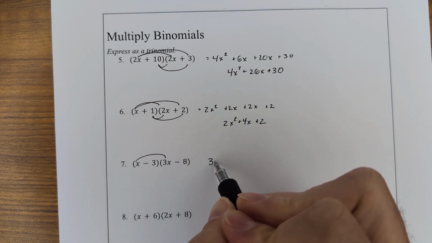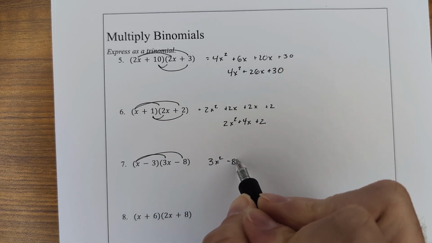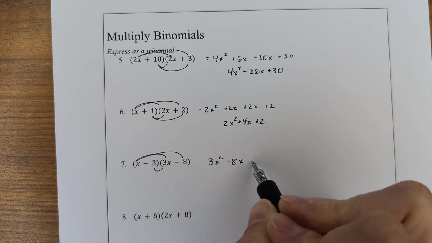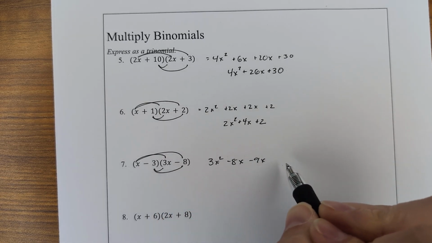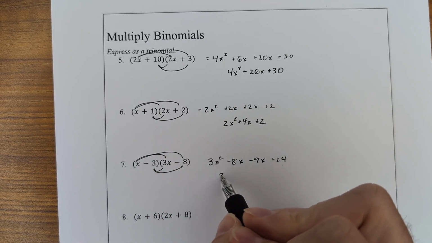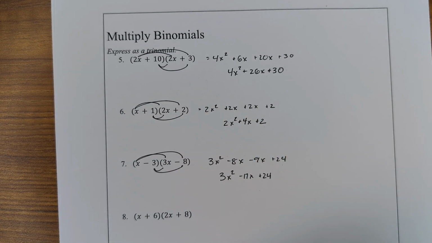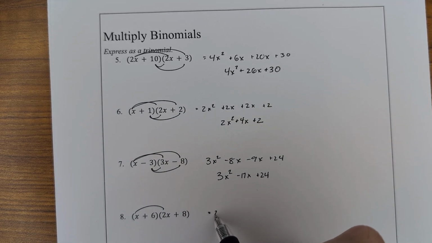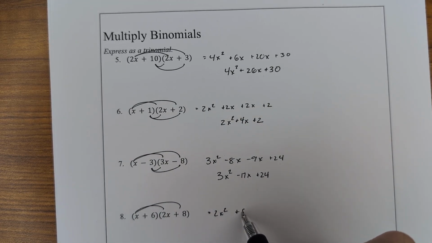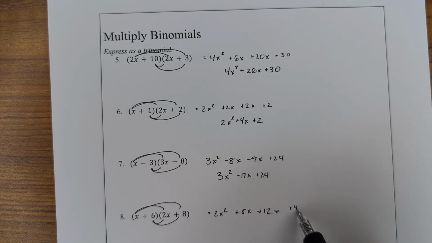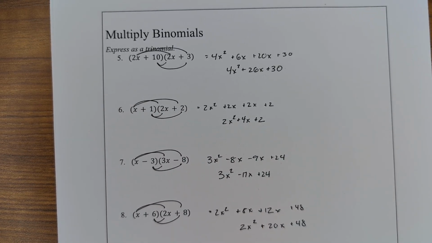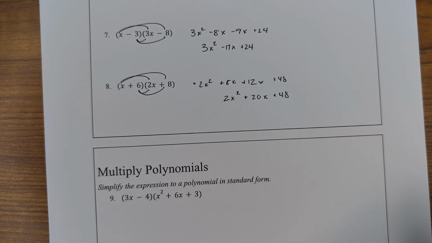So x by 3x, 3x squared, x by negative 8, negative 8x. That's going to be negative 9x plus 24. So 3x squared minus 17x plus 24 after we do our like terms. And our last one here, 2x squared plus 8x plus 12x plus 48. So 2x squared plus 20x plus 48.